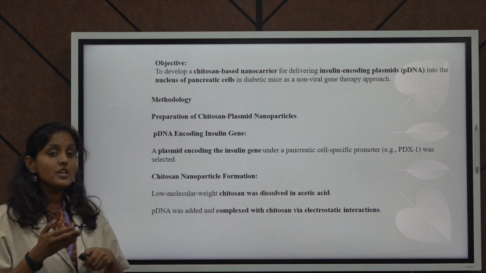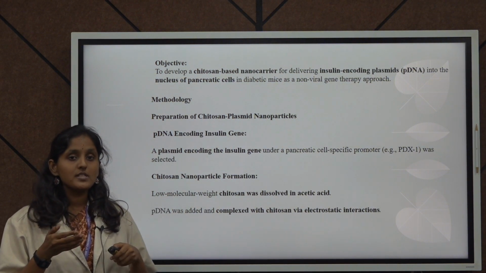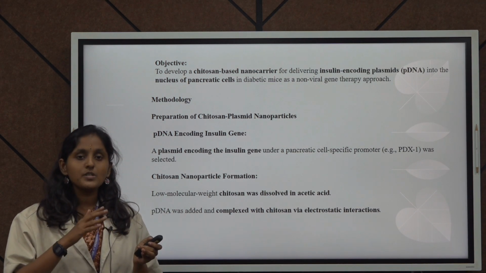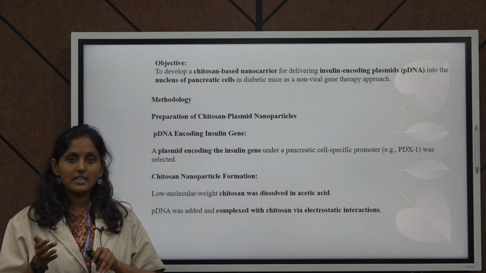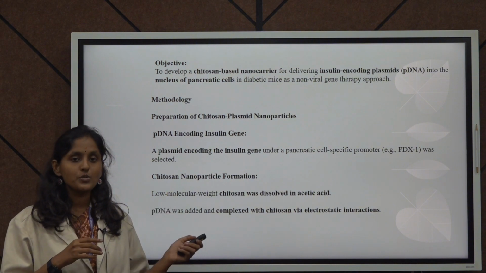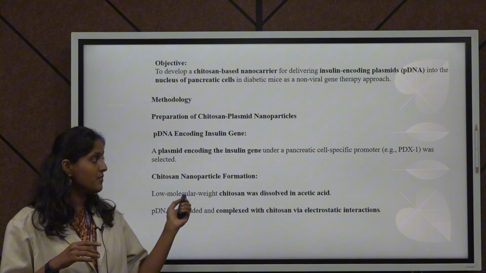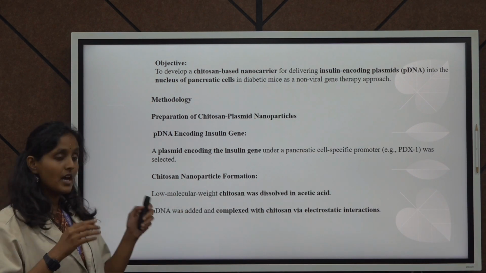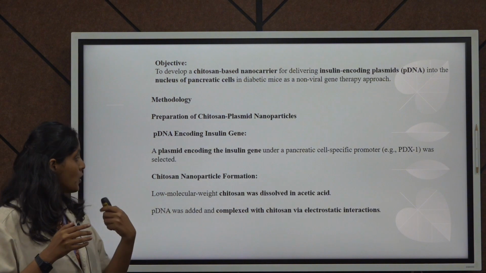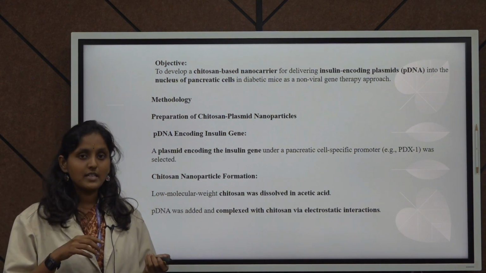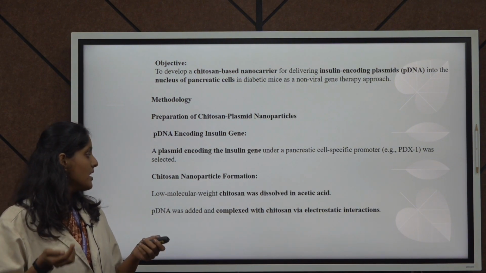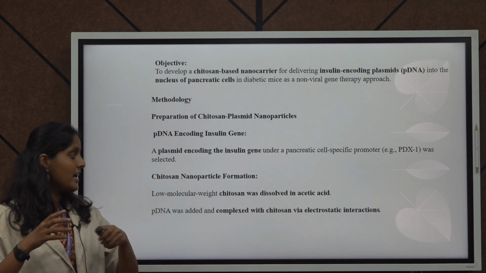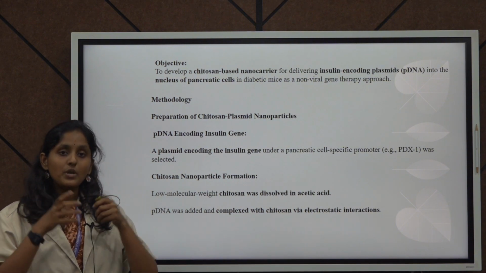So the methodology for performing this process includes, firstly we have to choose the kind of material that we are going to use and the type of plasmid DNA that we are going to use. Here the material we are going to use is chitosan and the plasmid DNA that we are going to choose is PDX1. So first step in this methodology is the chitosan nanoparticle formation, where the low molecular chitosan is dissolved into the acetic acid and the plasmid DNA PDX1 is introduced into it. So this DNA is going to interact with the chitosan via electrostatic attraction, which will bind well with the chitosan.